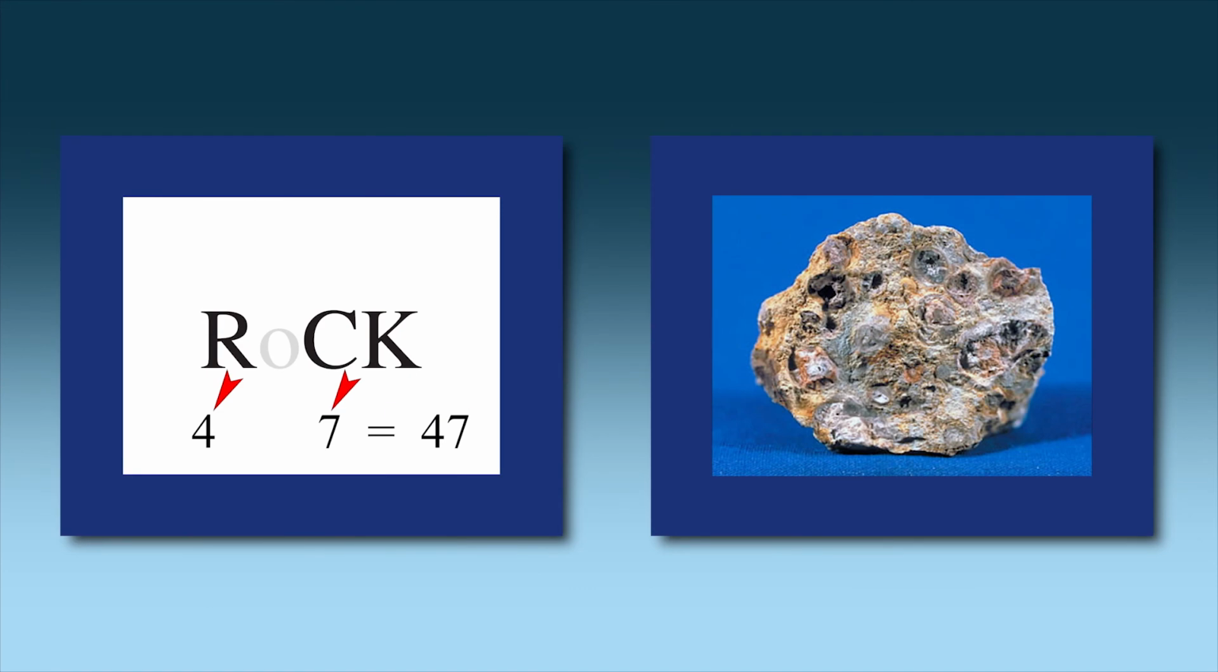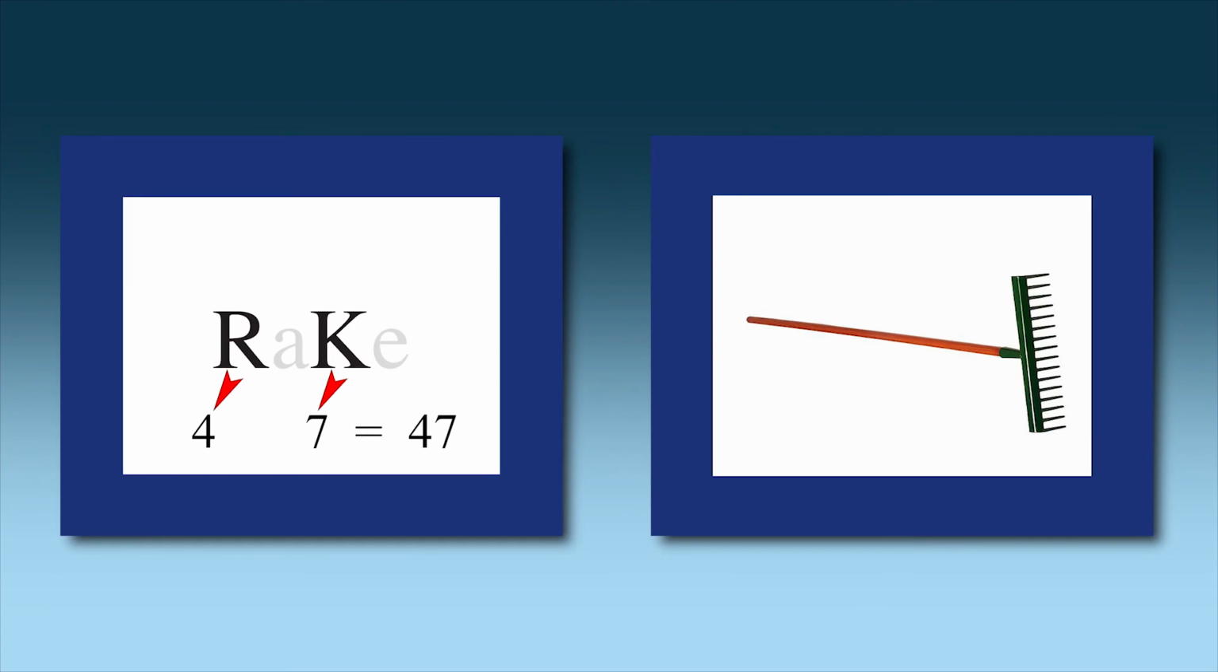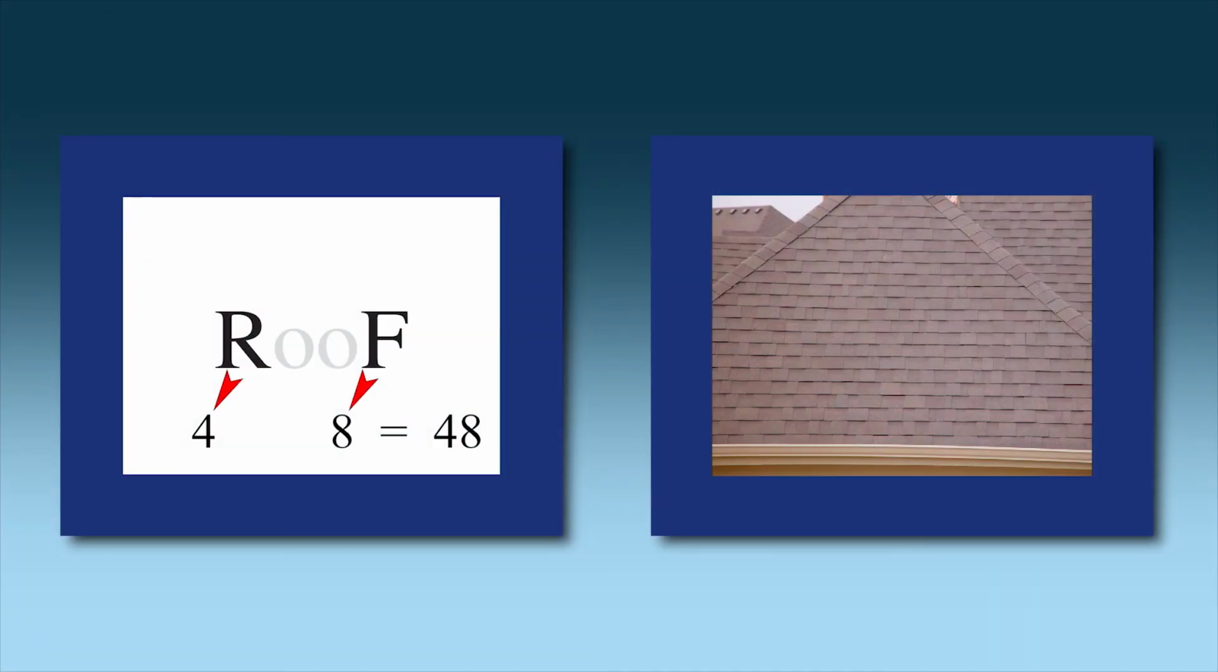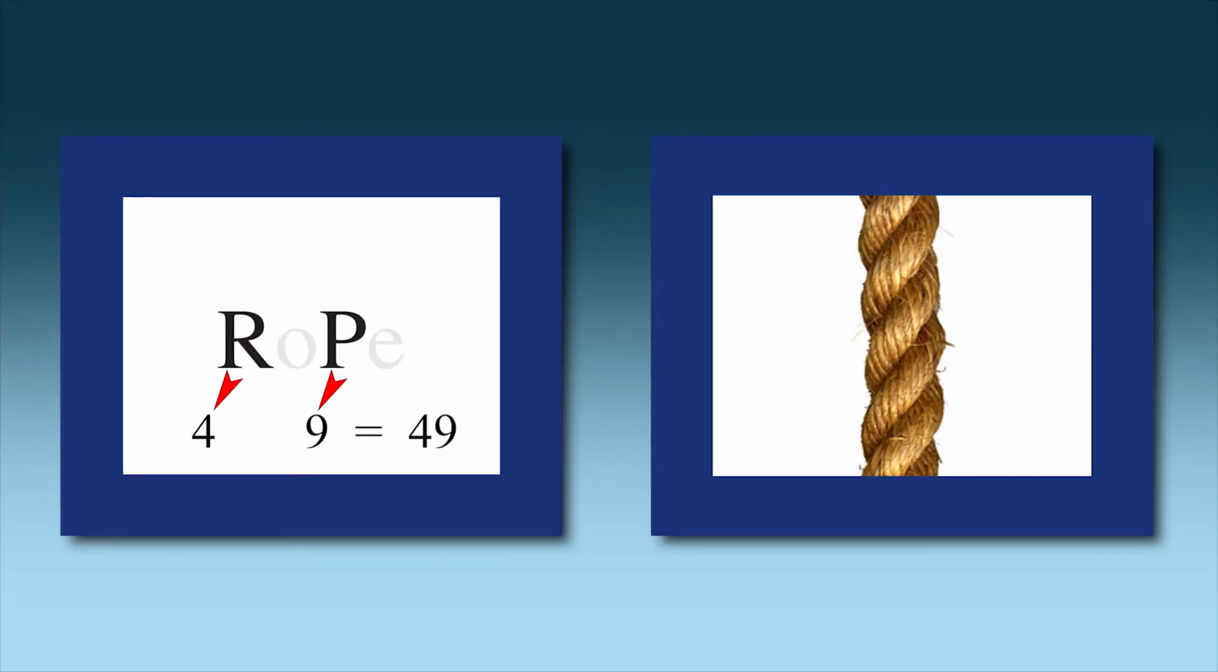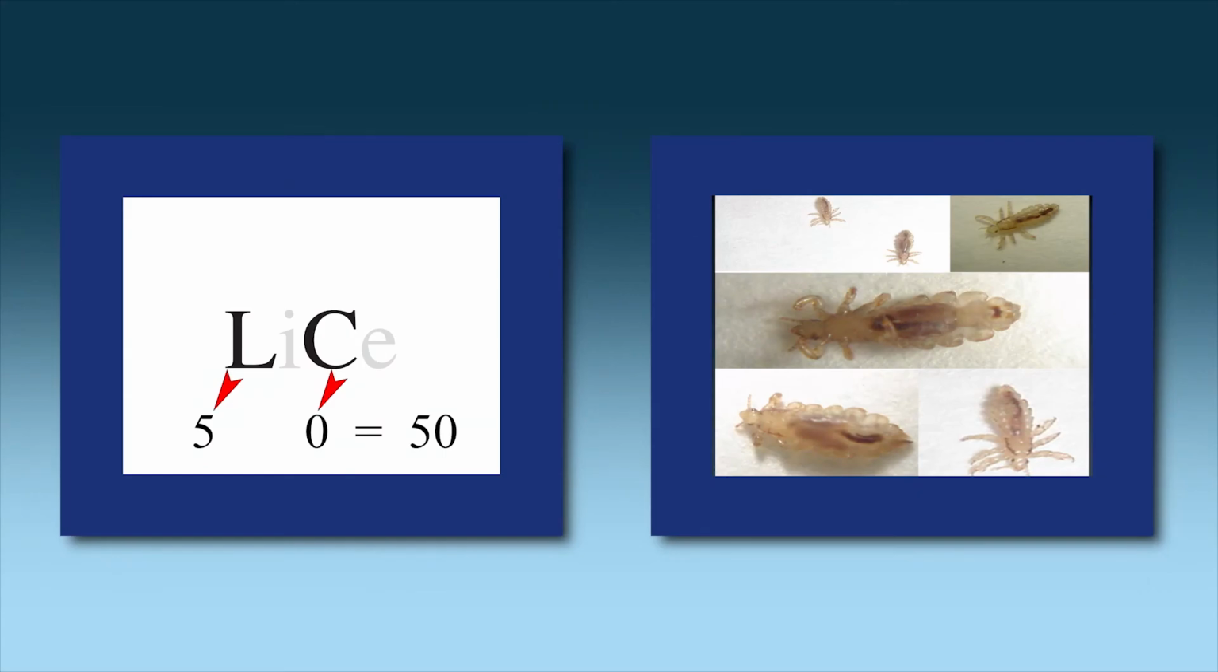Gosh, you're almost up to 50. 47 is rock. R, 4. O, nothing. CK. Oh yeah, we've had that before. That's 7. Very good. Rock is 47. Excellent. If you don't want to use rock, you can use rake. Oh yeah, 47. Yes, also 47. Very good. Roof. F is 8. 48. Excellent. Rope. 49. Excellent. Rice. 40. What's 50? Lice.